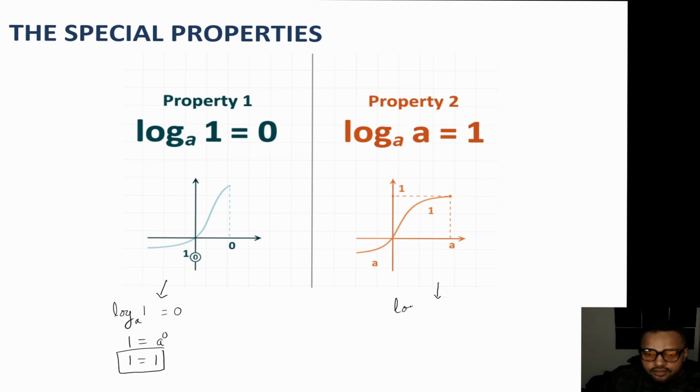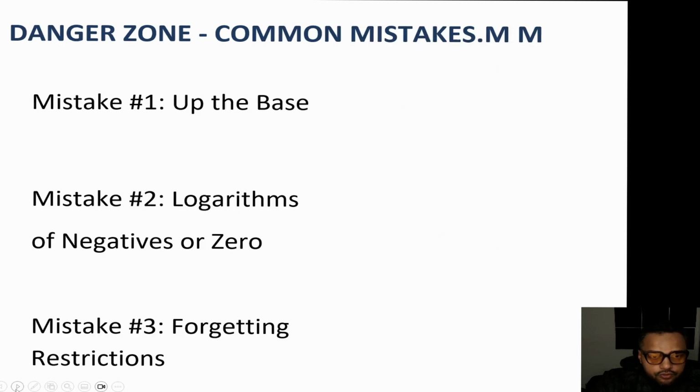So if I write this again, that will be log of a base a equals 1. So in terms of mathematical logarithmic form, we can say that a will be equal to a raised to the power 1. That is true. So these are the two special properties, students, which will be required for us. That is, log of 1 to base a will be equal to 0, and log of a to base a will be equal to 1. Okay, now let's move ahead.